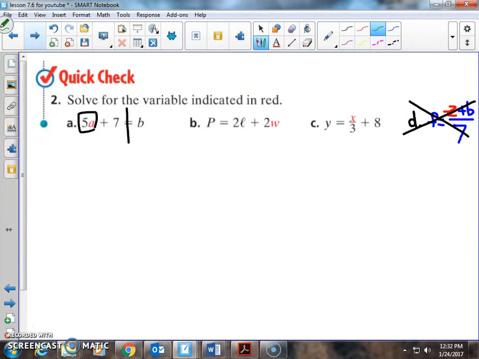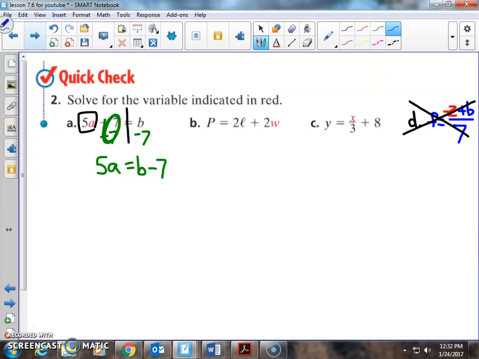Multi-step equations, first we look for distributive property. I don't see any. Second, we combine like terms. Don't see any of that. Third, we're going to undo addition and subtraction. I see addition, they added 7, we have to subtract 7. The plus 7 and the minus 7 turn into 0. On the right side it says b minus 7, so that's exactly what we have to write down, is b minus 7. And on the left side we have 5a.